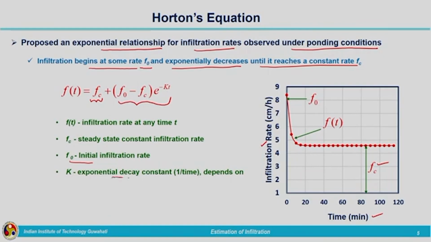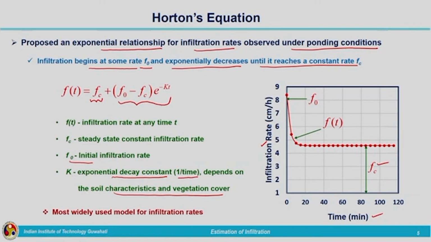And k is the exponential decay constant, which has a unit of 1 by time. That depends on the soil characteristics and vegetation cover, that is, in which soil the infiltration is taking place. This k value depends on those properties. This is the most widely used equation for calculating infiltration rates. Here the advantage is that the limitation which we have seen in Kostyakov equation does not come into picture, because here we have an initial infiltration and also finally a steady state infiltration rate.